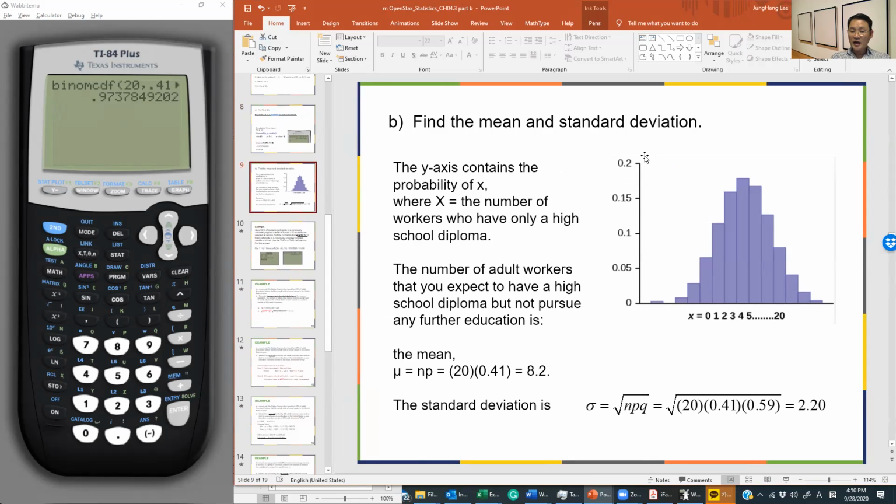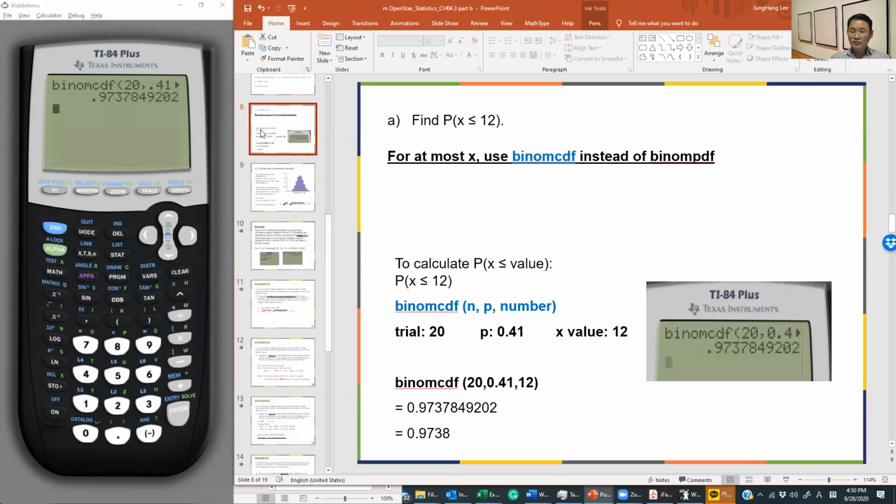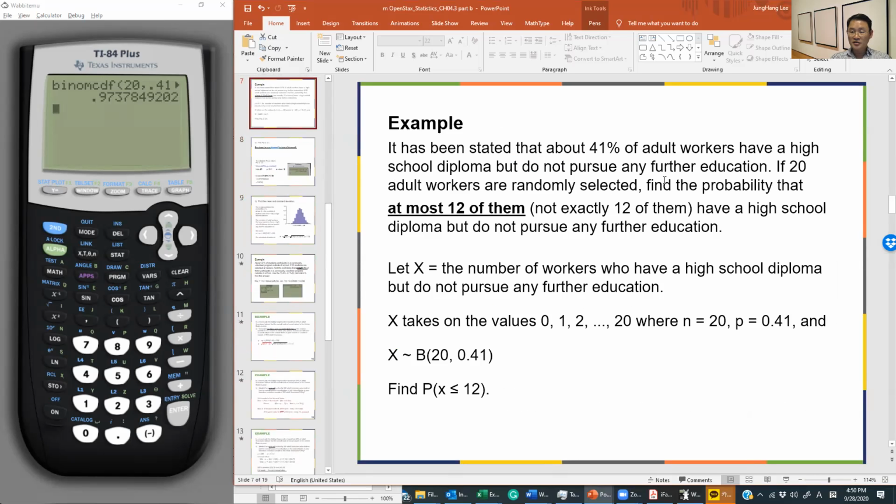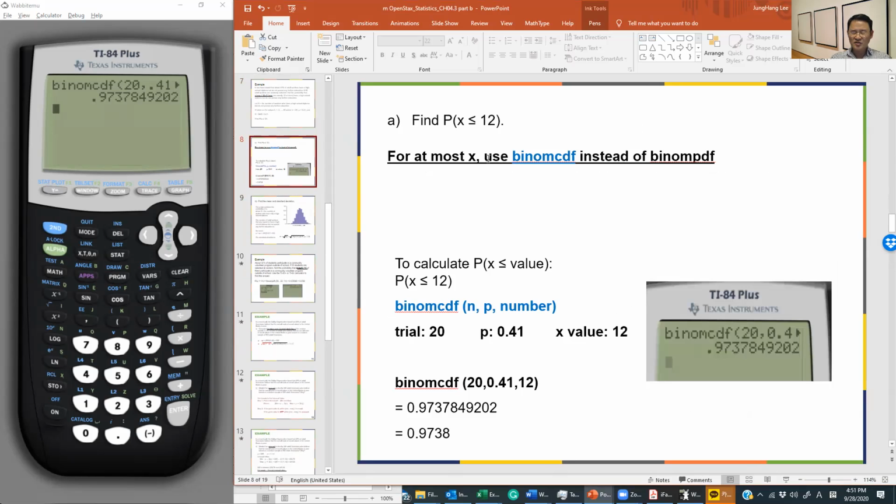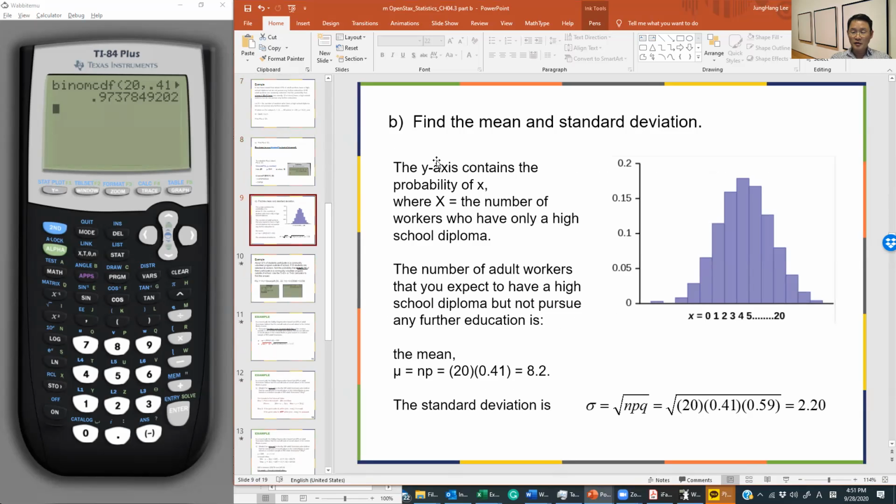Find the mean and the standard deviation for this question. This is a part of the question. This is the original, the big question, and we have part A to find at most 12, and part B says find the mean and the standard deviation. Now, do you remember the formula for the mean and the standard deviation for binomial that we checked in our last class? It was a pretty easy formula, right?